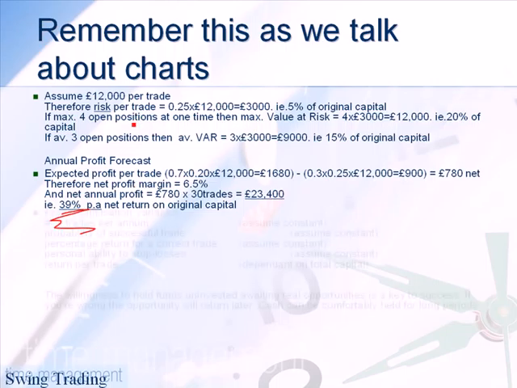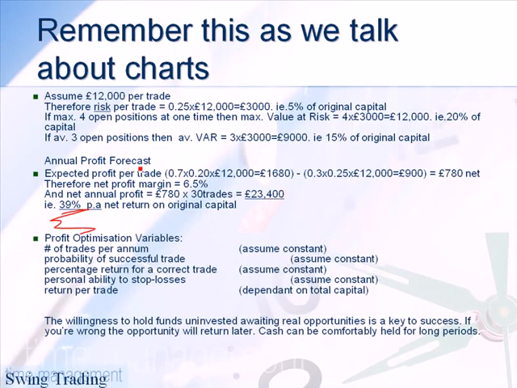How might we optimize our profits? Well, as I've said before, you might be able to find more opportunities in different markets. You might have gone through the commodity CD-ROM and thought, well, actually, we want to do more, add to the number of trades per annum by looking in different markets. The probability of successful trades might go from 7 out of 10 to 9 out of 10. To be honest, 7 out of 10, be happy with it. Percentage return for a correct trade, again, be happy with about 20% returns, pretty good. Personal ability to stop losses, that's something you've got to control. Return per trade, well, that's dependent upon all the other factors.